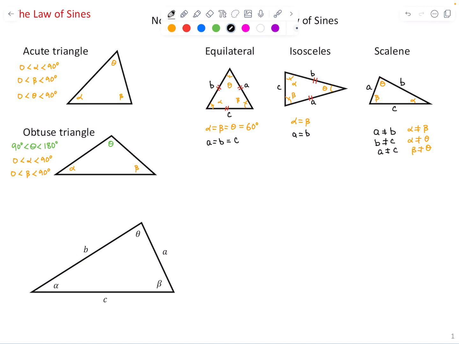One thing to remember about all of these angles is that the sum of the interior angles must always add to 180 degrees, or if you're in radians, pi radians. Also, the sum of any two sides must always be more than the third side. So length A plus length B must exceed length C. Length A plus length C must exceed length B, and length B plus length C must exceed length A.